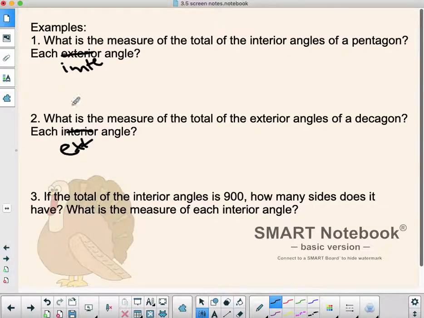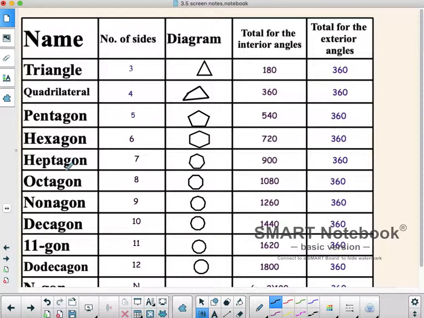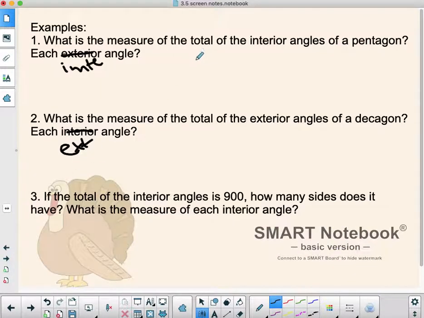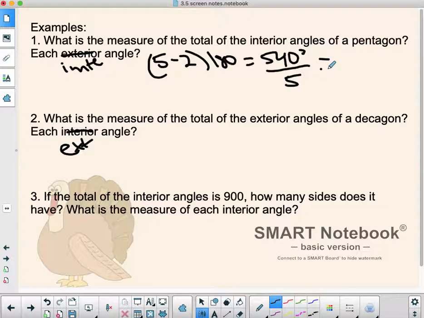If we go back, so the interior angles of a pentagon. I go to pentagon, interior angles, the total would be 540. If I didn't know that, I would use that formula down at the bottom and I would say 5 minus 2 and I'd get 3, and I'd take that times 180. Either way, I get 540 degrees for the total. And then if I want to know what each interior angle is, if it's a regular polygon, I would divide it by how many sides it has. So I'd divide by 5, and each angle would be 108.